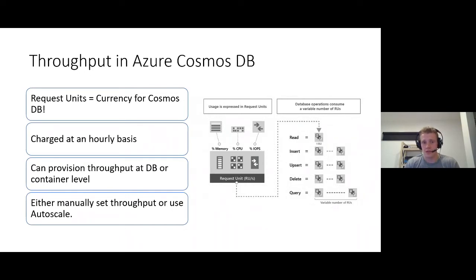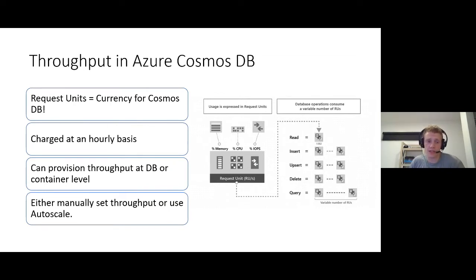So it doesn't really matter if you're using the SQL API, Mongo, Cassandra, whatever. All actions that you perform against our items will cost request units. Now, when it comes to setting throughput, we can either do this at the database level or the container level, depending on our requirements. We use request units to perform operations on our Cosmos DB account, and we get charged this at an hourly rate. So when you provision throughput on your container or databases, you pay for that at an hourly rate.